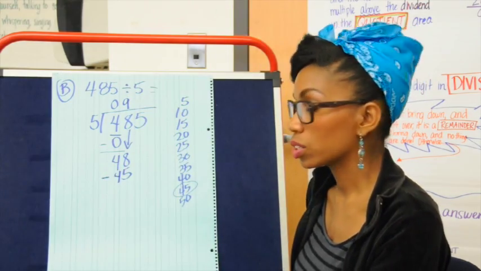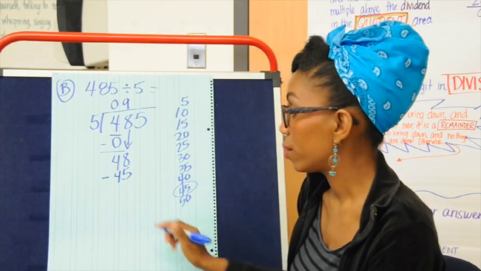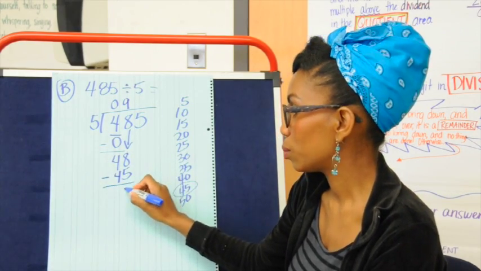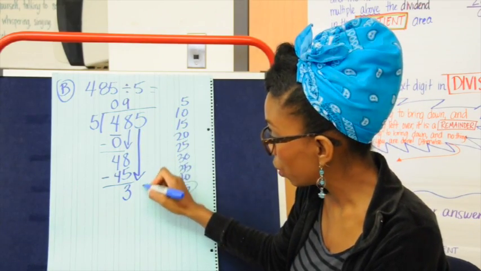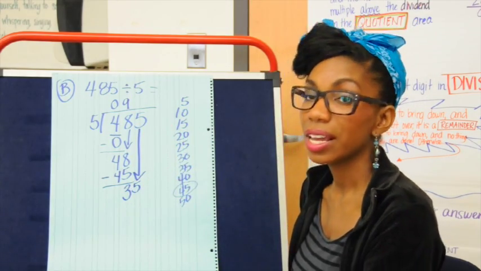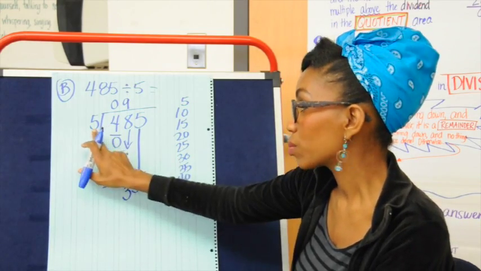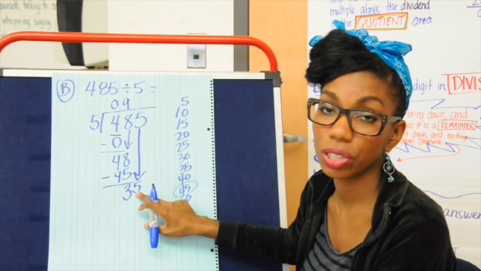Now I'm going to subtract. 48 minus 45. That is simply 3. Now, I bring down my next digit. Now I have 35. I ask myself, how many times does 5 go into 35?